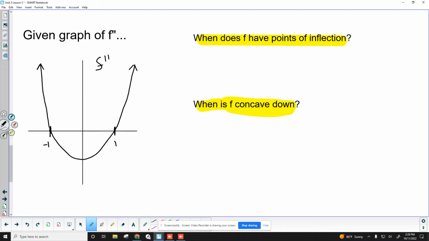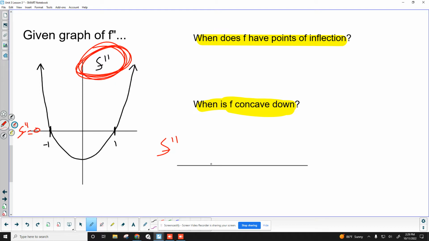What we realize is that since this is the graph of F double prime, and since we want to fill out an F double prime sign analysis, actually -1 and 1 matter. They're not fake outs. They're when F double prime equals 0. This is like what we had on our quiz today, only it's just an extra layer down.